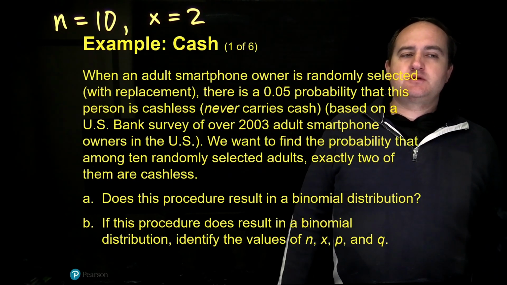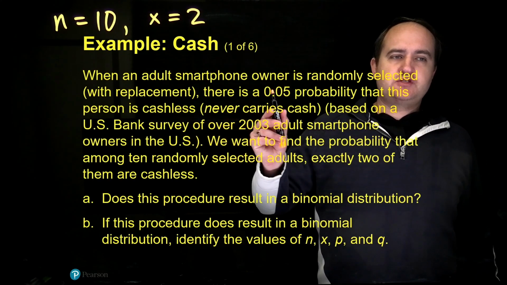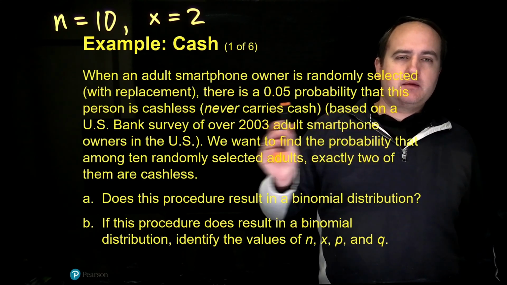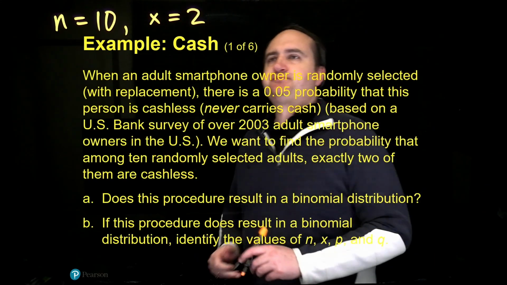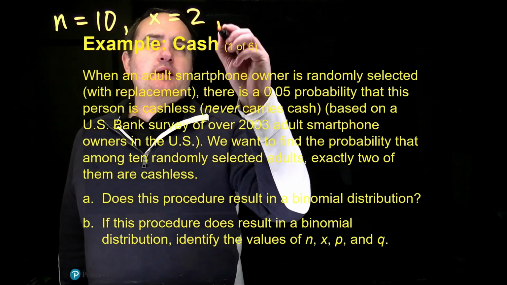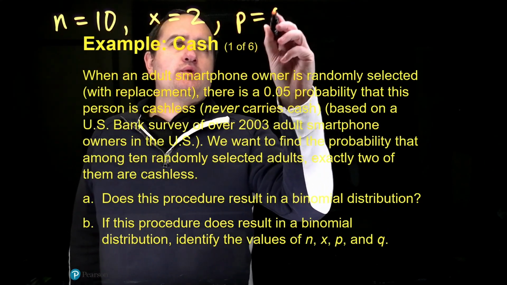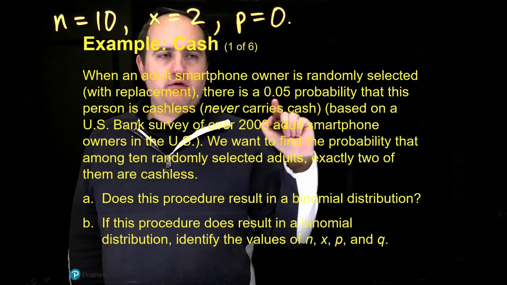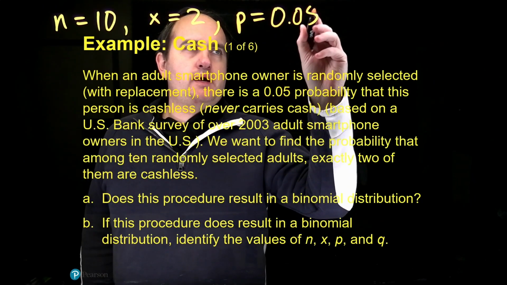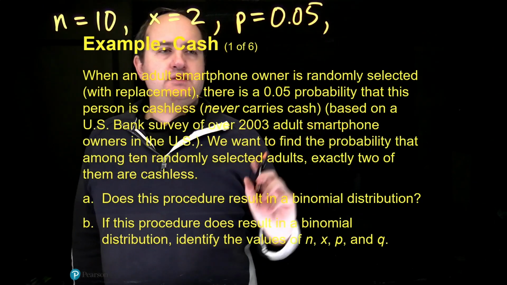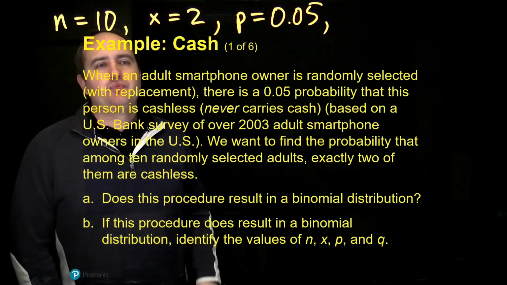On a single trial, they said that there is a 0.05 probability that a person is cashless. So that means we write P equals 0.05. I'm sorry, I misspoke. It's 0.05, not 0.5.